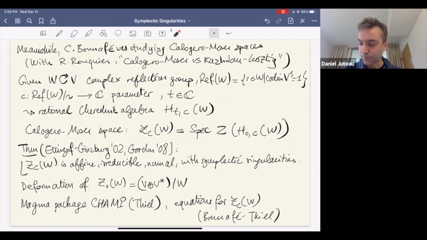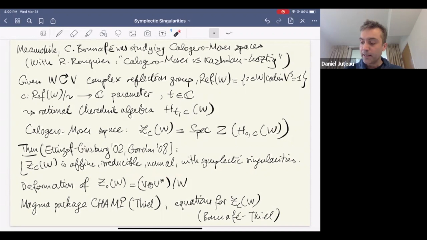And then you have two cases which are very different. It's T equals zero or not equal to zero. And if it's not equal to zero, you can suppose it's one. When T is one, the center is very small, it's just the complex numbers, but when T is zero, the center is so big that the full algebra is of finite type over its center. So then the center is very interesting. And the Calogero Moser space is the spec of the center of H0C. And so it's a deformation of the Z0W, which is this symplectic quotient singularity. And this deformation is affine, irreducible, normal, and it has symplectic singularities by results of Etingof, Ginzburg, and Gordon. So this provides also nice examples of symplectic singularities.